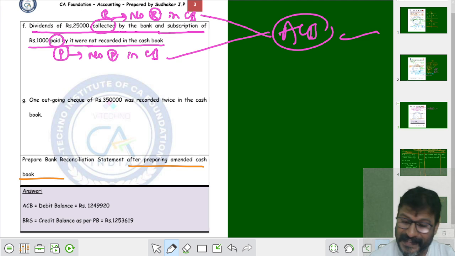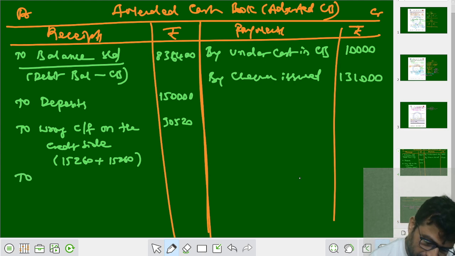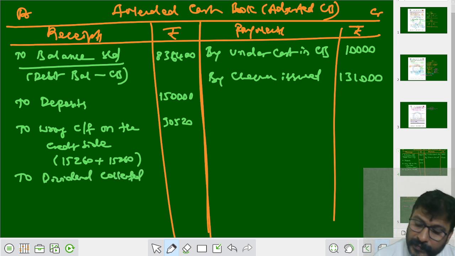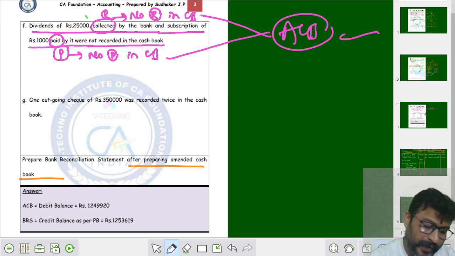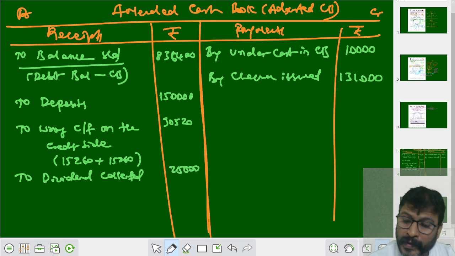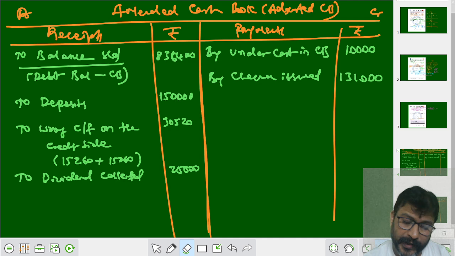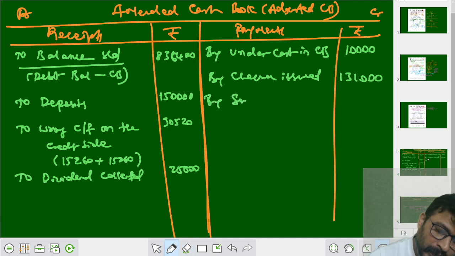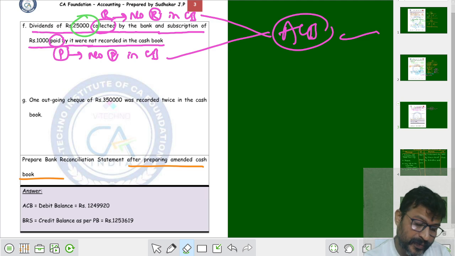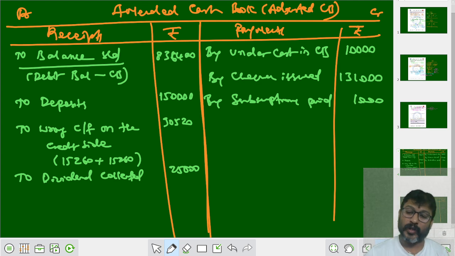Where we have to take? We have to take it on receipt side first. What is that? Receipt side. To dividend collected. How much, my dear kids? It is of rupees 25,000. Then one more concept is there, that is subscriptions paid, where we have to take payment side. How much subscriptions paid? It is of rupees 1,000. I hope you people are understanding, right? See the next concept, my dear kids.